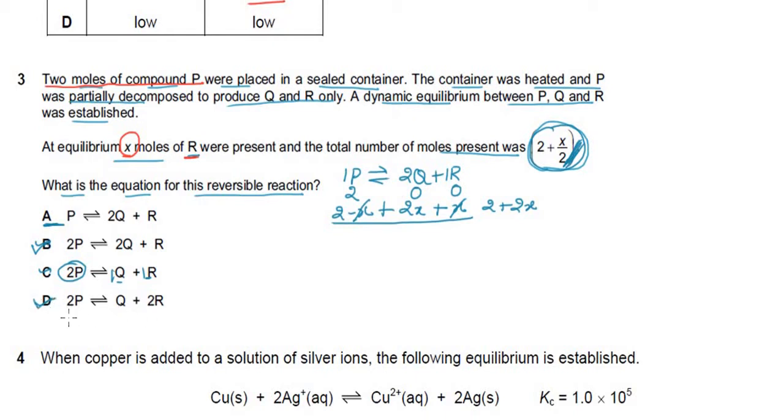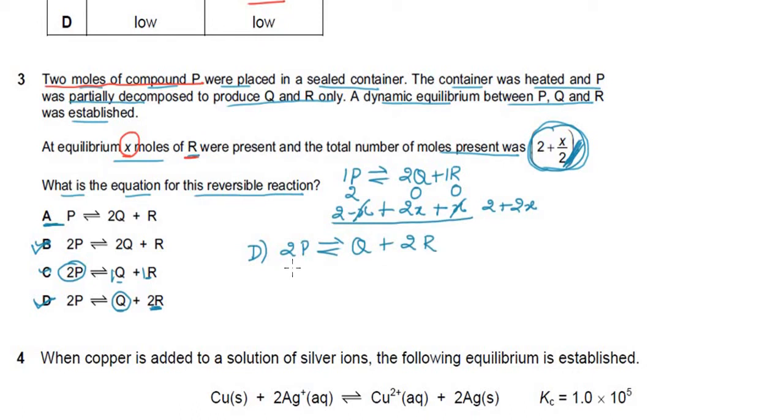D says it is 2P gives Q plus 2R. That shows that Q should be half of R. We may get an answer here. So let's work out for this first, and if we don't get an answer, then we will definitely work out B and C. But let's have a look at option D first, where it says 2P gives Q plus 2R.